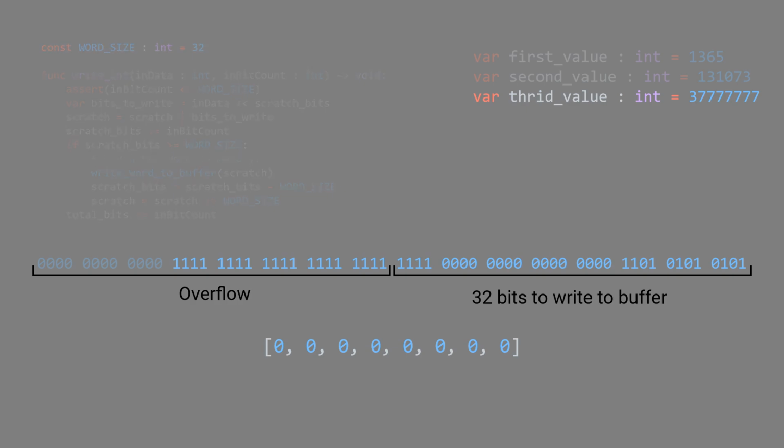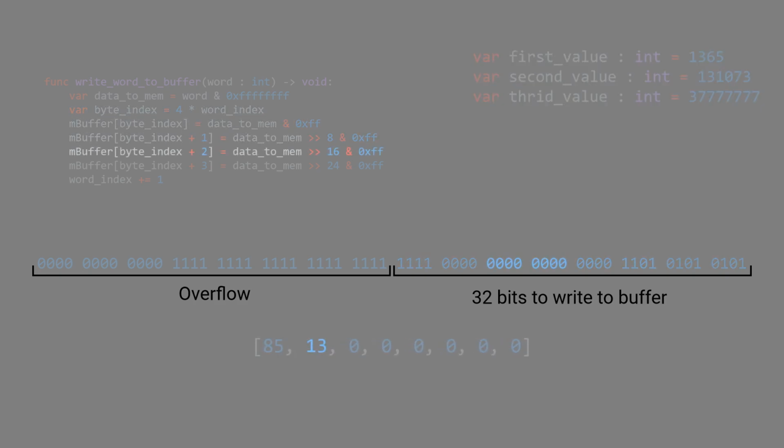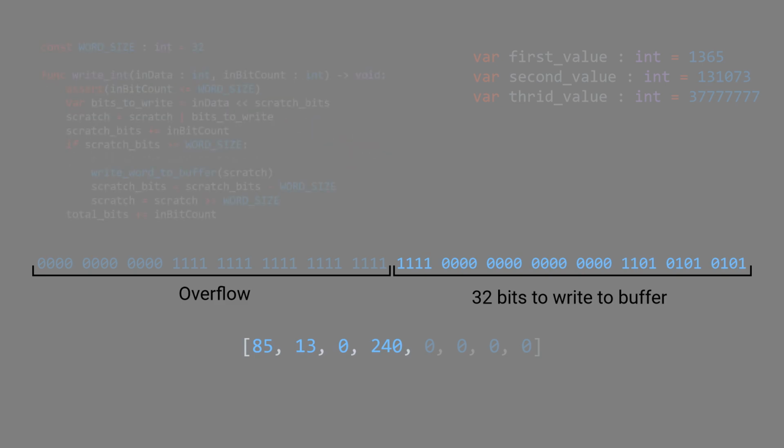To write data into the buffer, we feed the scratch into this function and take the bottom 32 bits. Each word is built from 4 bytes, so we find the index within this buffer to start writing data. After that, we write each of the 4 bytes from the word into the buffer. After that, we advance the word index by 1. Now that the bottom half of the scratch is in the buffer, we decrease the number of scratch bits by 32, and shift the scratch to the right by 32 bits. After the scratch is shifted, we tally up the total number of bits we have in the buffer.